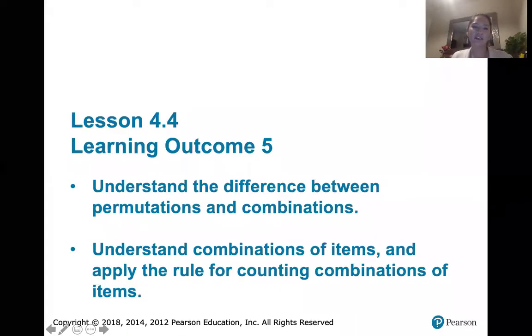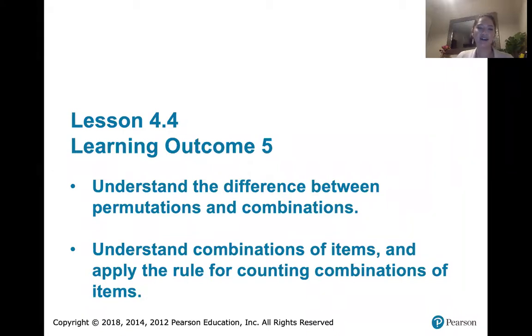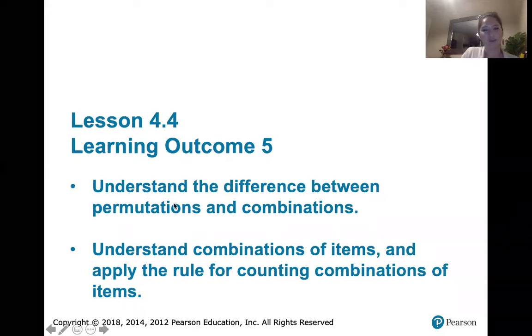In this video, we discuss learning outcome number 5 for lesson 4.4. It's all about understanding the difference between permutations and combinations. We also want to understand combinations of items and the combination rule for counting those.